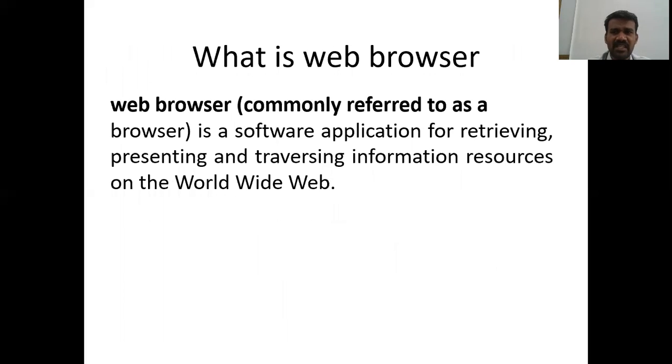So what basically is a web browser? What is the meaning of a web browser? It's commonly referred to as a browser. It is application software for retrieving, presenting, and transforming information resources on the World Wide Web. So if you want to share information, retrieve information, or present information, we require a browser. Through the browser itself, I am able to send it. That is the meaning of a web browser.